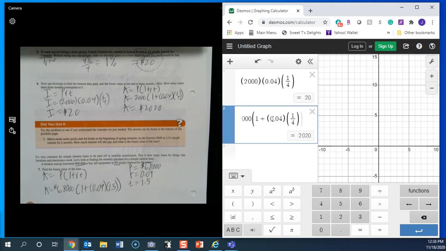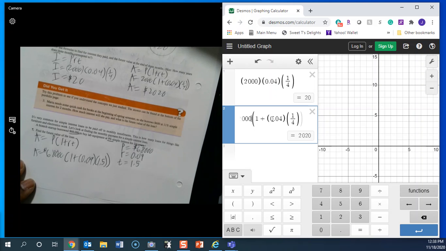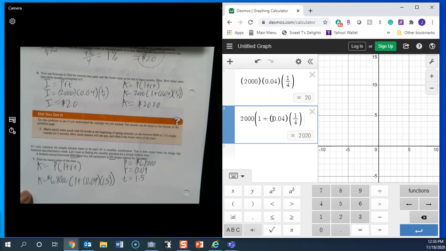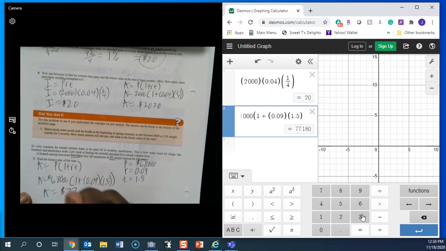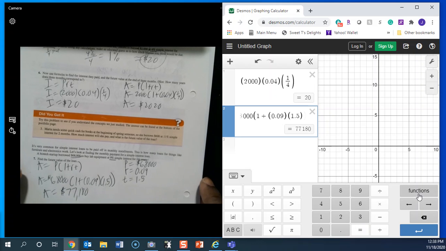Now, we can actually substitute this in real quick. 68,000, the interest is 9%, and the time is 1.5. We would have $77,180. All right.